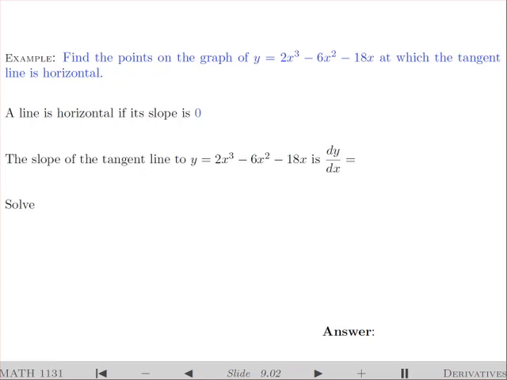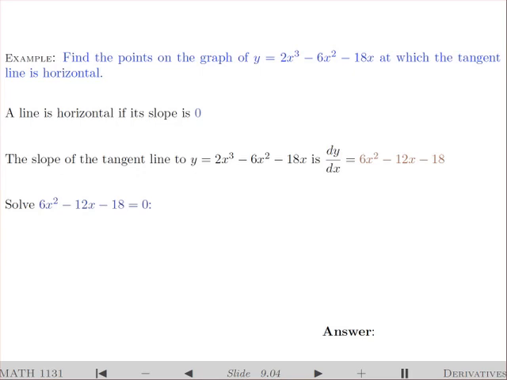We'll start by finding the derivative. Derivative of 2x cubed is 6x squared. Derivative of minus 6x squared is minus 12x. Derivative of minus 18x is minus 18. So now I can restate the problem as simple algebra problem. Find when 6x squared minus 12x minus 18 is 0. So in other words, set that equal to 0 and solve for x.